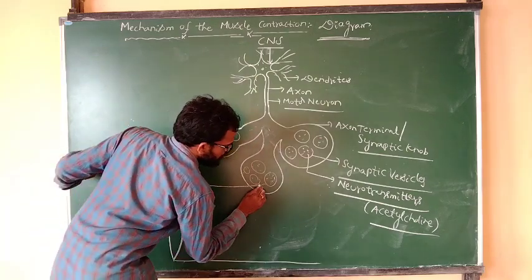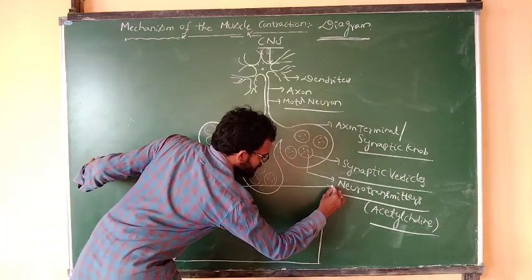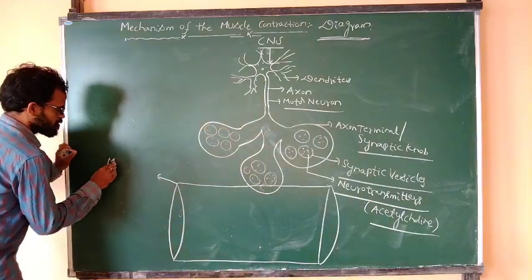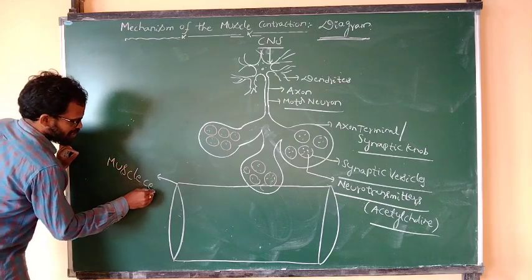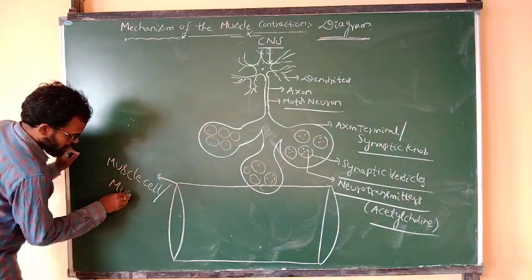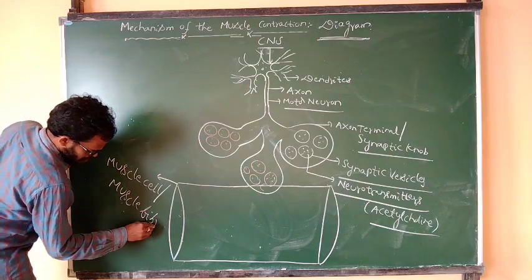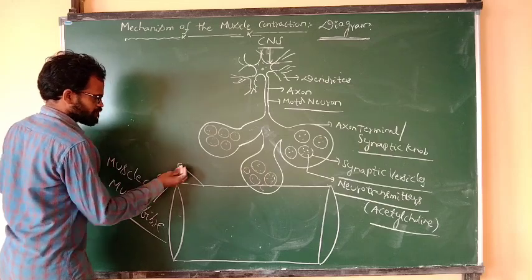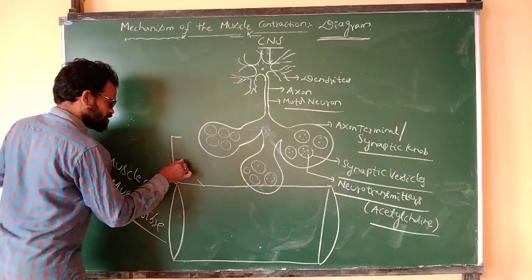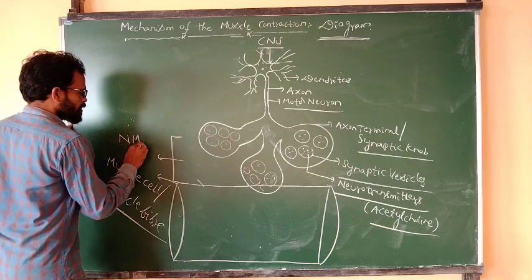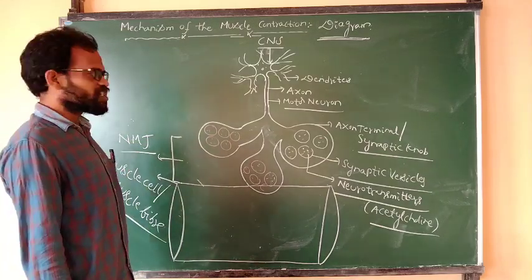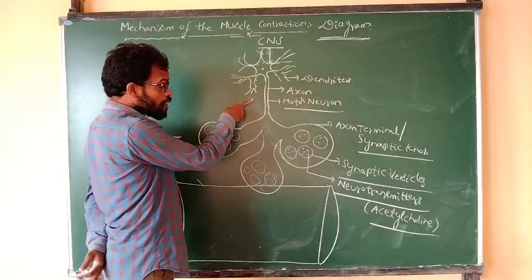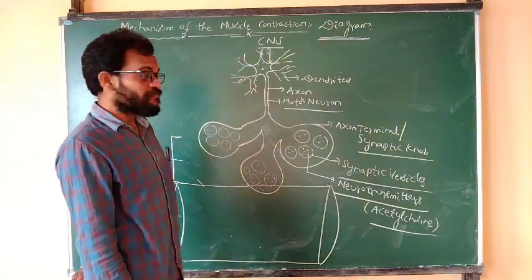This is attached to the muscle, in contact with the muscle fiber, which is nothing but the muscle cell or muscle fiber. This is the neuromuscular junction. The central nervous system sends the message to the motor neurons. The motor neurons send the message to the muscle cell or muscle fiber.